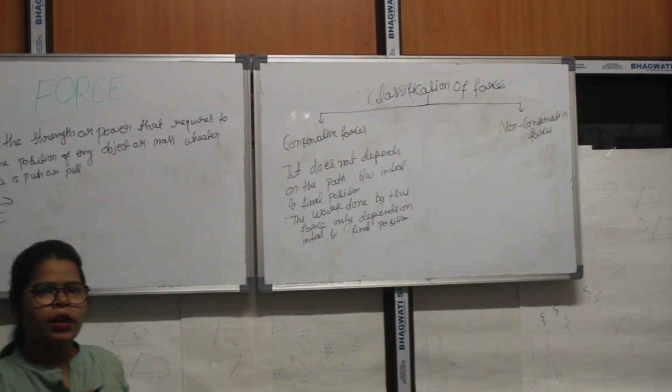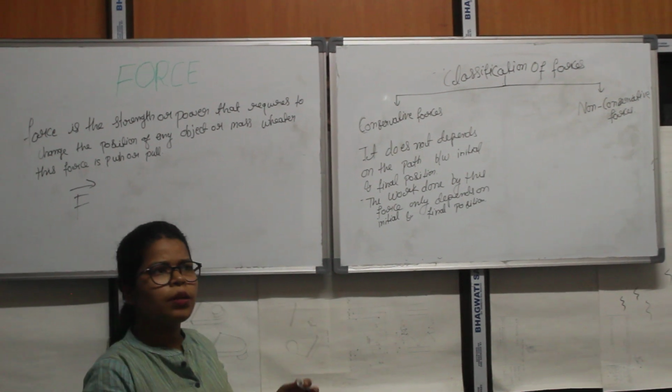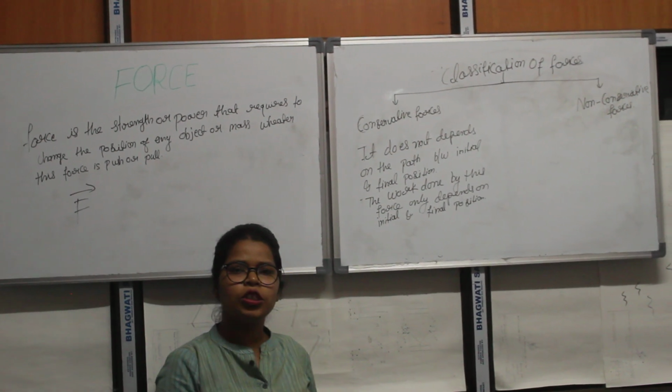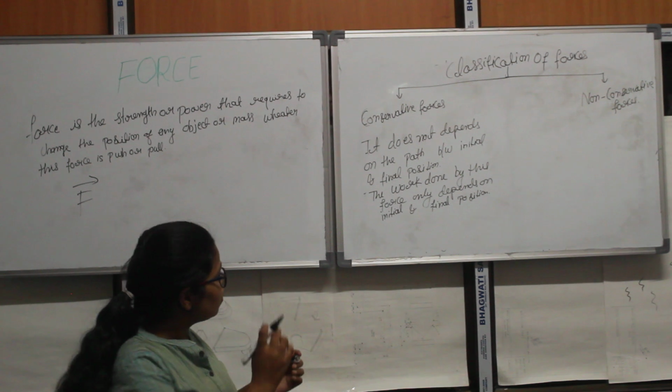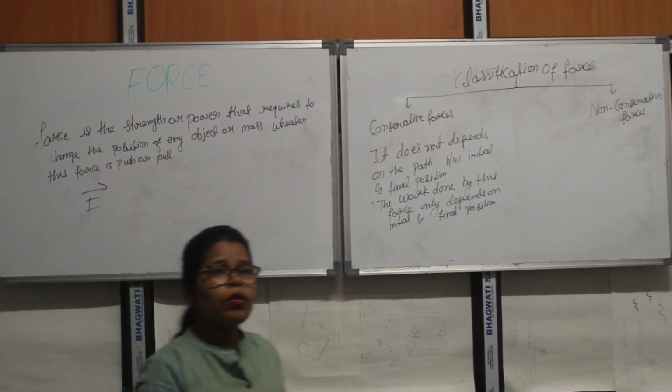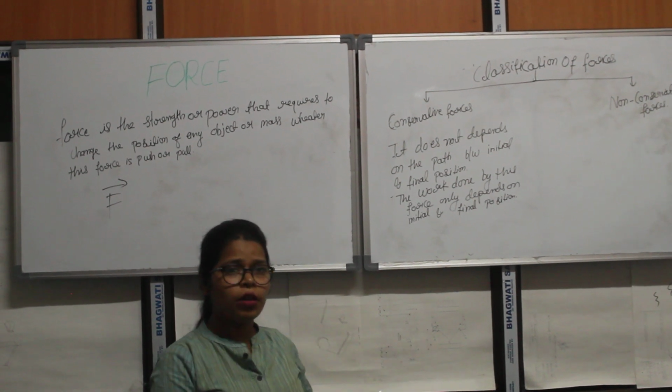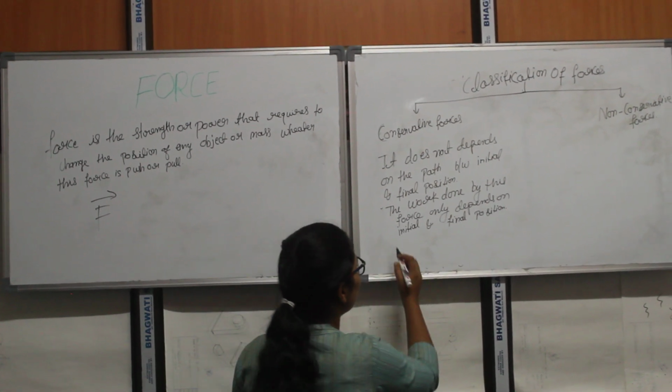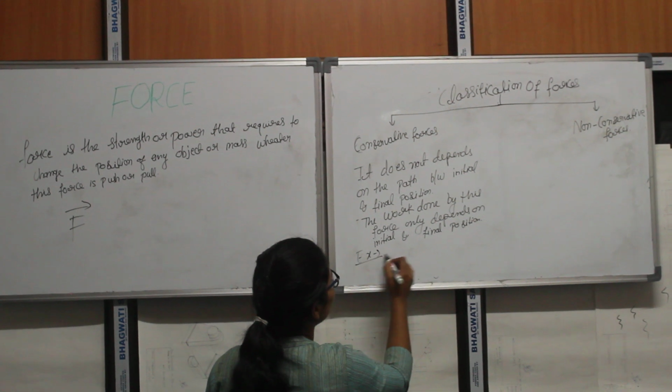The work done by a conservative force depends only on the initial and final position of the object. It doesn't depend on the path followed between the initial and final position. Let's take an example of gravitational force.